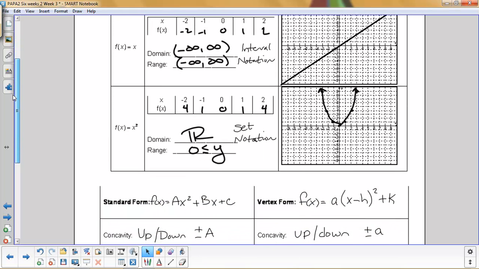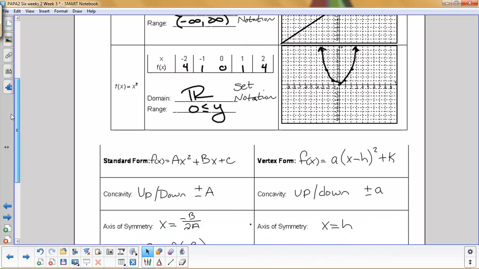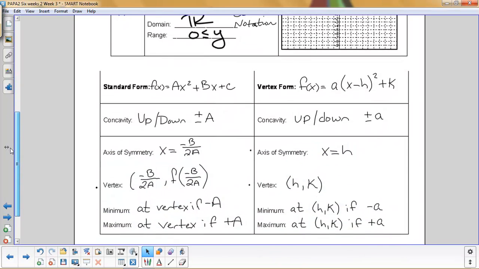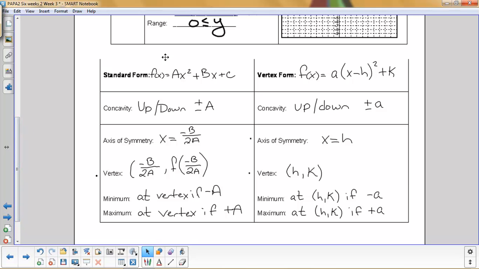Alright, standard form and vertex form are two ways that you can identify a parabola. We'll go through the standard form first. Standard form is ax squared plus bx plus c. Concavity of a parabola is either up or down, determined by the symbol on the a, positive up and negative down. Axis of symmetry is located at a value. That value is x equals the opposite of b divided by 2a. You'll see this in practice a little bit later.